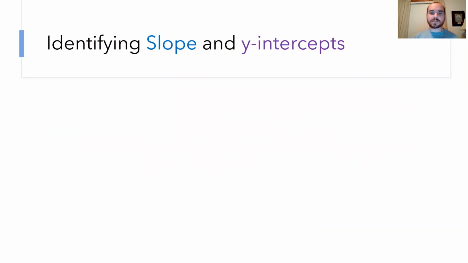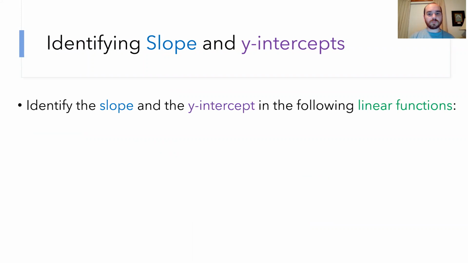So, identifying the slopes and the y-intercept. This is just going to be a little bit of practice so that you can see how you actually tell what the slope and the y-intercept is in a linear function. This one's pretty simple: f of x equals 2x plus 3. We know the slope is here, that's m, so the slope is 2. And our b, our y-intercept, is just 3. So that is pretty easy right there.